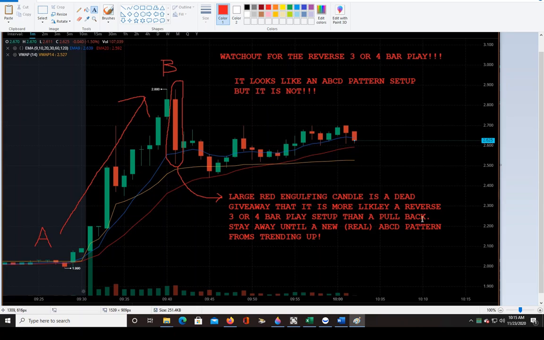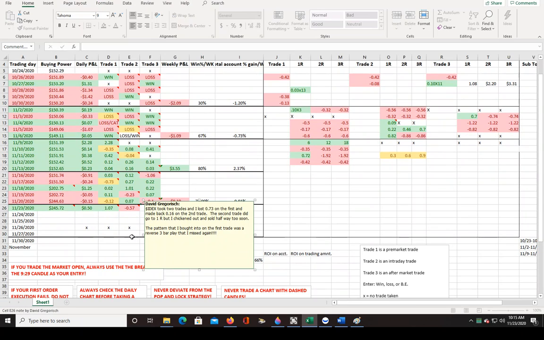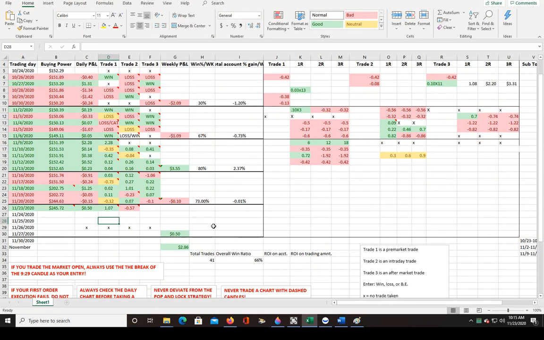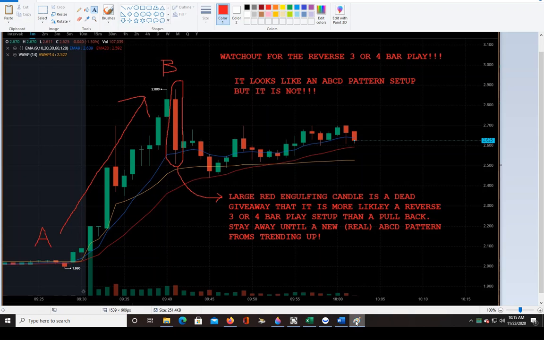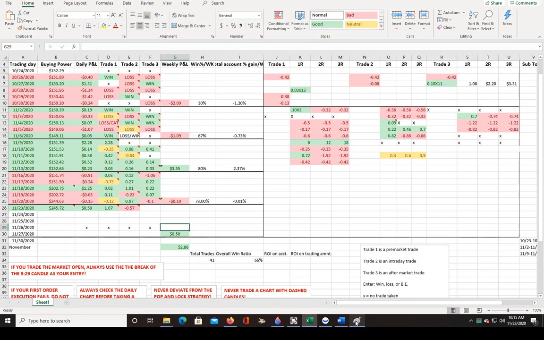So anyway, hope this helped you guys. It definitely helped me. And it's sad that I screwed up my big win of this morning and had to give some back, but you know what? That was a big lesson that I learned there about that pattern, and hopefully it will stick with me this time. That is not a pullback. That's a reverse 3 to 4 bar play. That's what it's all about: learning from your mistakes, so that you can make money later on, right?